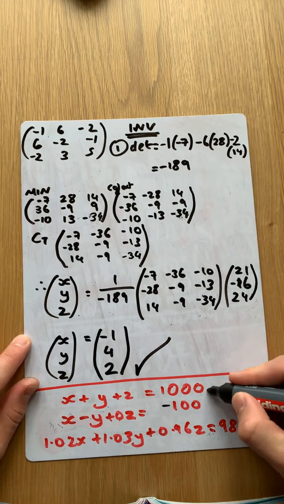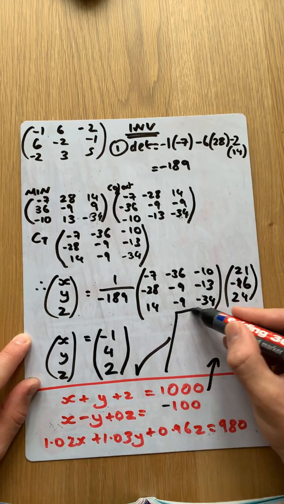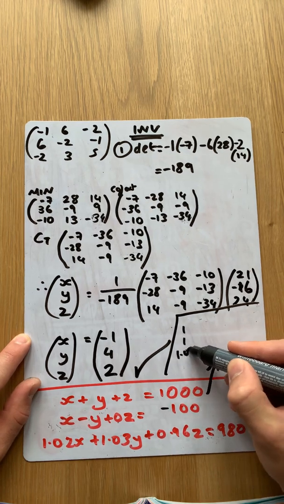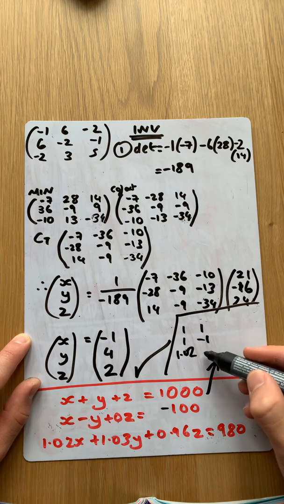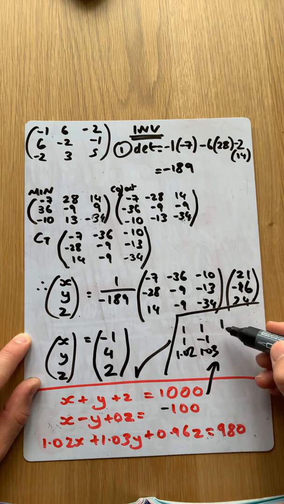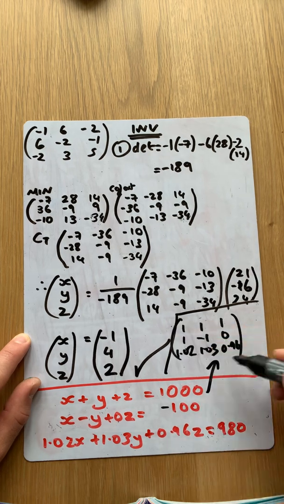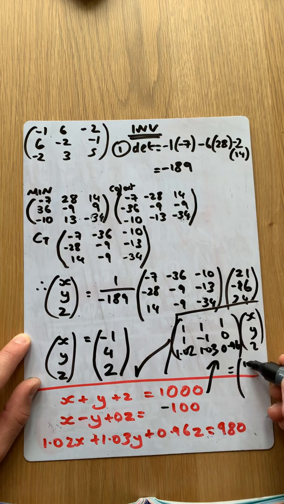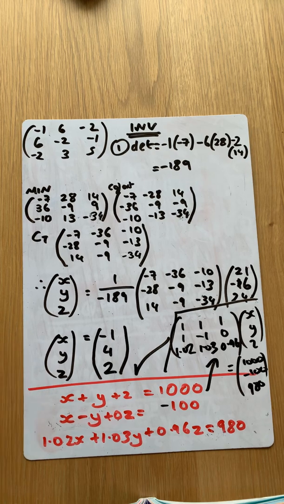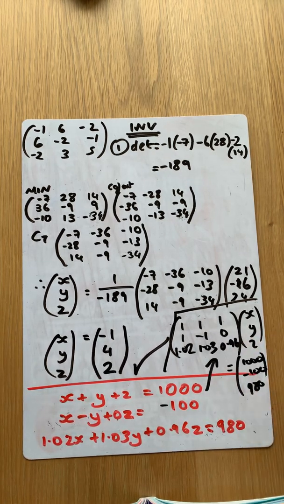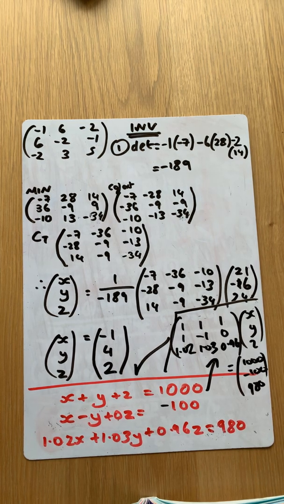Now, once we're here, I'm going to have to be quite small here. Apologies for this. We can quite quickly form our matrix, which we're going to use. And we're going to say that that multiplied by x, y, z equals 1,000, minus 100 and 980. Okay, and we're going to concentrate on getting the inverse of this and then multiplying it by this to work out what our x, y, and z values are.